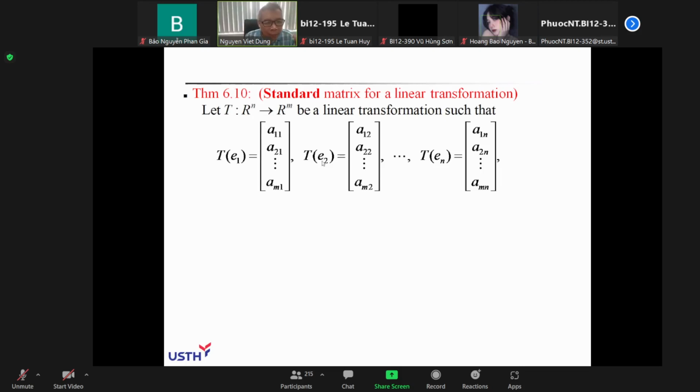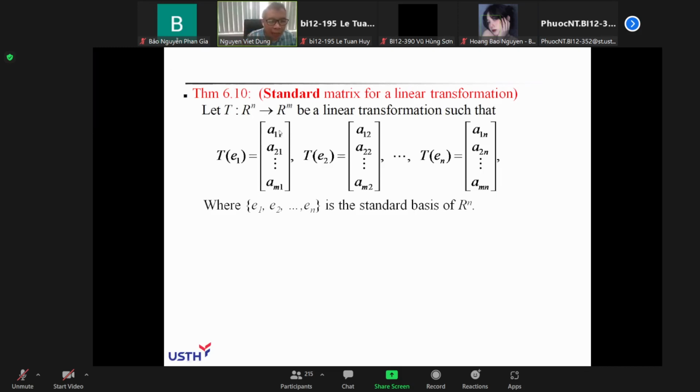And we continue with T of E2, we write it in a column like that, and up to T of En, we have a column like that. And I repeat that E1, E2 up to En is the standard basis for Rn. I will not repeat what E1, E2, En are. You know that in Rn you have a standard basis consisting of n vectors denoted by E1, E2, En.